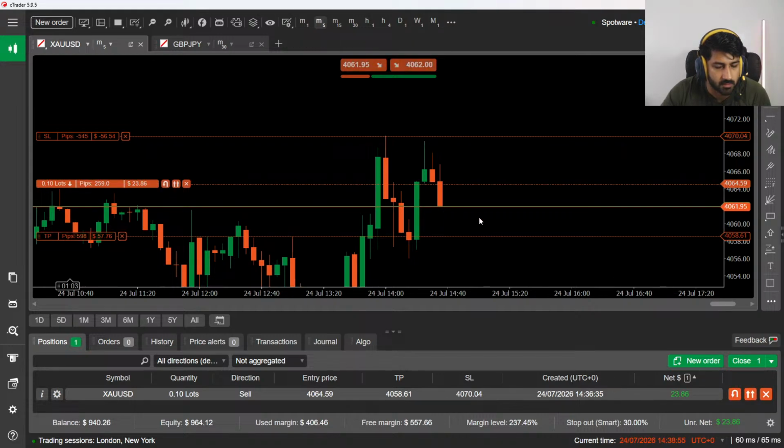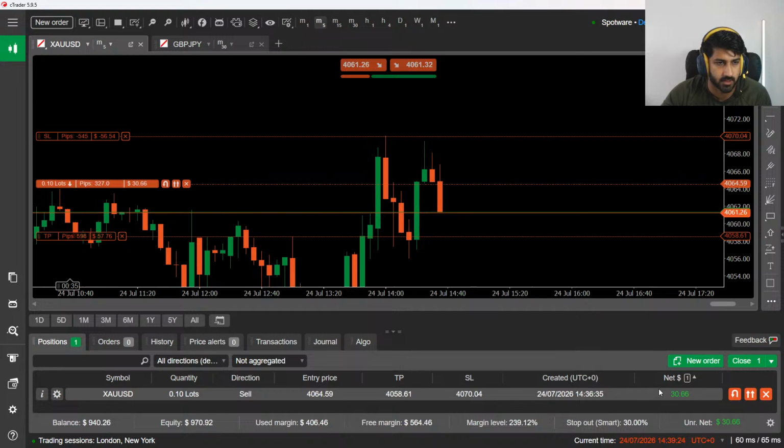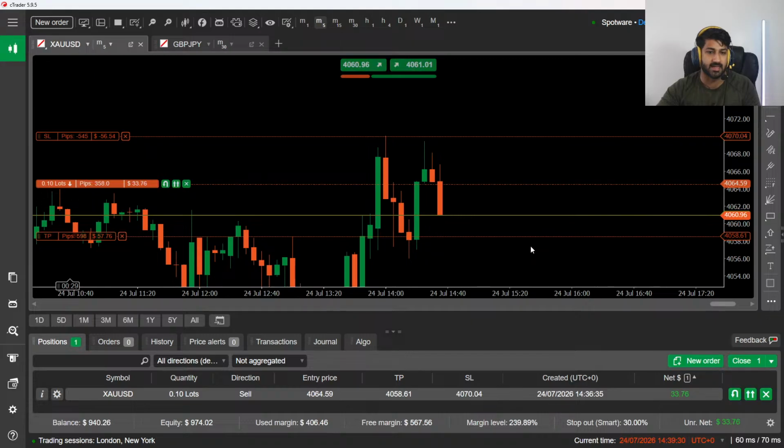I think I'm in about 20 pips. So I grew this account from 500 to almost 1,000 now, and that's where I changed the lot size from 0.05 to 0.10. And that's the first trade with 0.10, in about 30 pips.